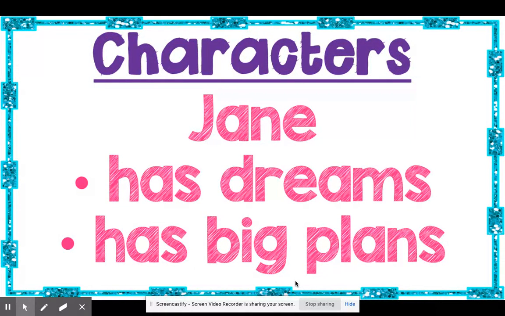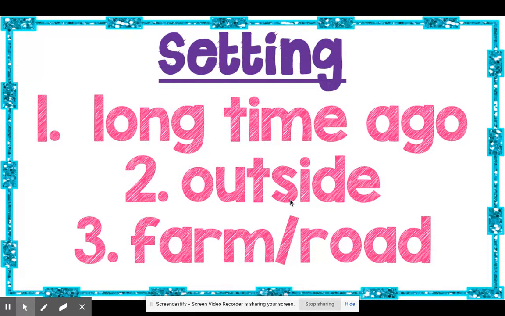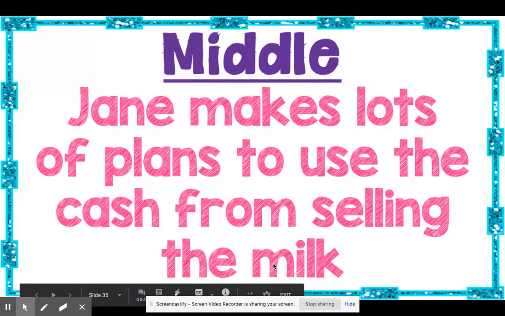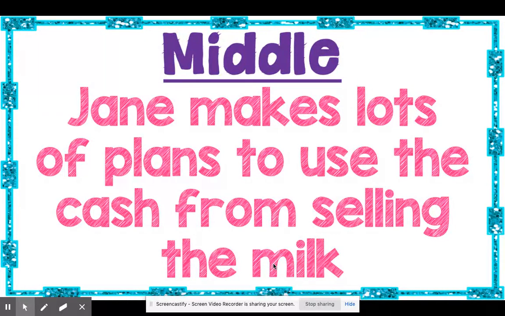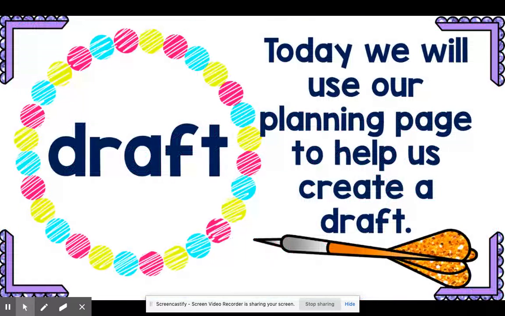Our characters, and again, this was for the story The Milk, so our title is The Milk. Characters: Jane. Things about her: she has dreams, has big plans. Setting: a long time ago, happened outside on a farm or a roadhouse. Beginning of the story: Jane puts milk in a bucket to sell. In the middle, Jane makes lots of plans to use the cash from selling the milk. And in the end, Jane spills the milk and doesn't get any cash. And the moral is, don't spend your money before you get it, or take one step at a time.